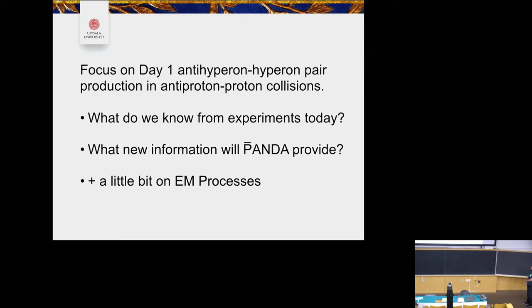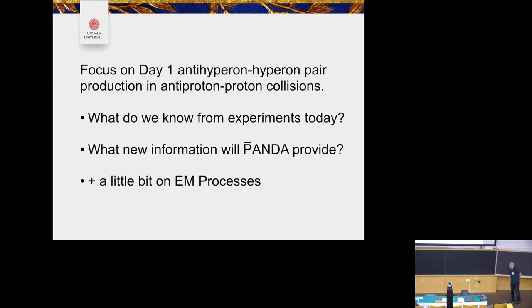And when it comes to hyperons, I would like to review what we know from experiments today and what new information PANDA can provide. I will also try to explain why hyperons can be produced in many processes, but what's so special about anti-hyperon two-body processes. And I'll try to explain that. But I will add a few slides based on Frank Maas on electromagnetic processes. It has some bearing on what I want to say also.